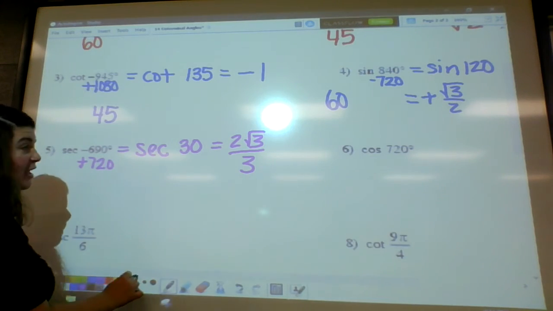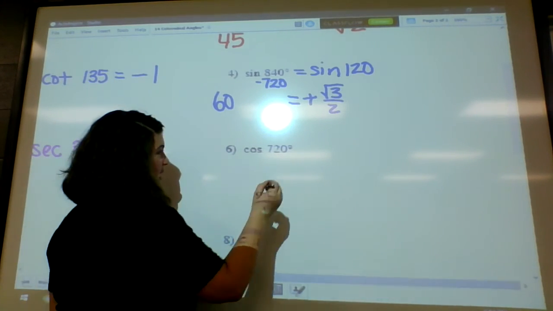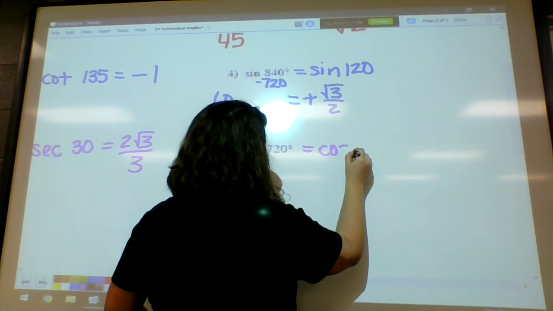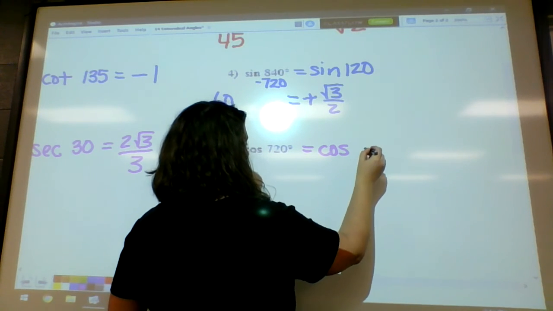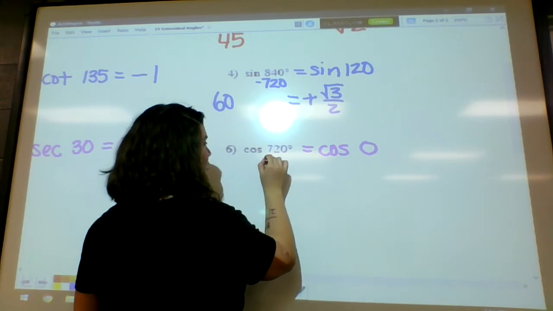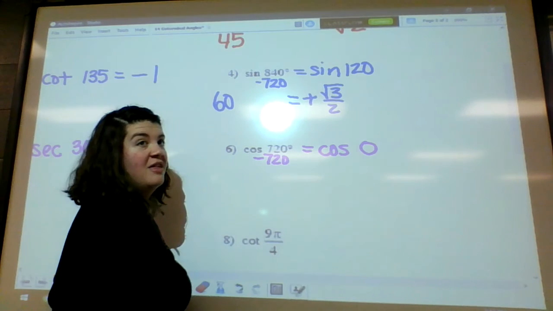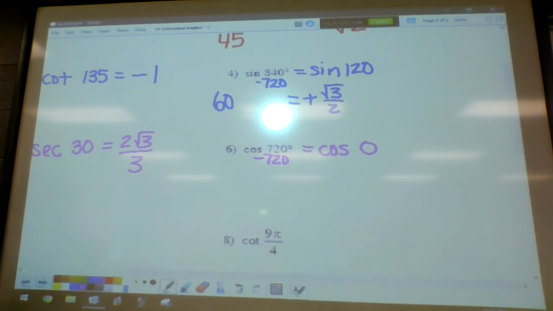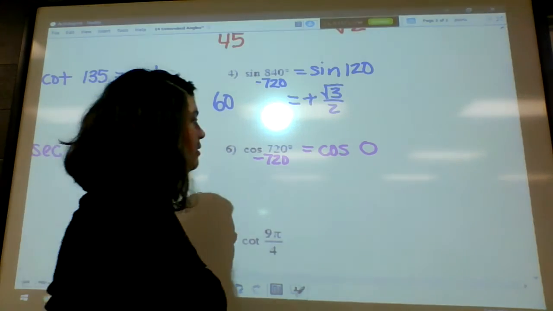All right, and cosine of 720, what did you pick for a coterminal angle? Cosine of 0. Yeah, if you subtract 720, you end up with 0. You could have subtracted 360 and said cosine of 360 as well, right? Both of those would have been fine. And really, it doesn't matter because you're going to get the same value. So what's the cosine of 0?